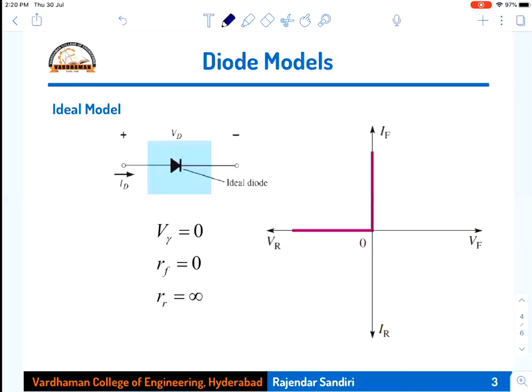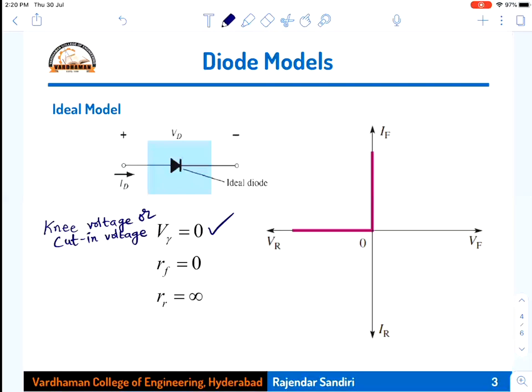It will not have any cut-in voltage. That means the cut-in voltage is zero. The first one, cut-in voltage is zero. This cut-in voltage is also called the knee voltage or cut-in voltage. That is represented by V gamma or Vk. So for an ideal diode, the cut-in voltage is zero.